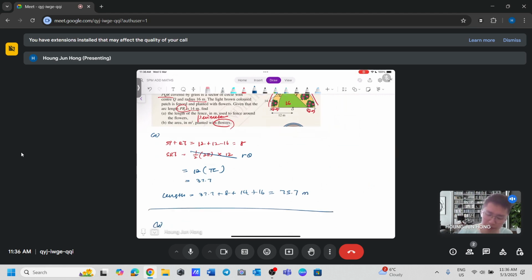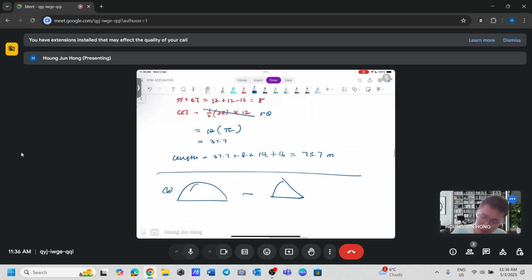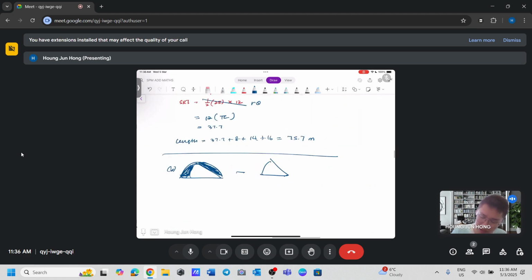Of course, we are not going to find this one or this one specifically. We're just going to do the big thing minus whatever is in the middle. You then get the remaining region. That's how we do it. So I'm going to find the big thing and also the small thing. The big thing is SRT, and the area of SRT is, again, very simple.